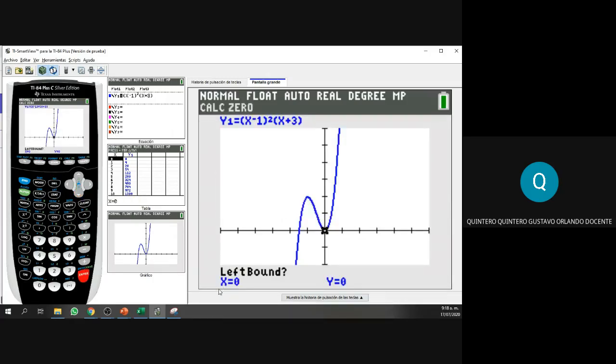Look at the screen. The screen is asking you for the left bound. What is the left bound? Left bound is a point in the graph that is a little bit to the left of the zero.